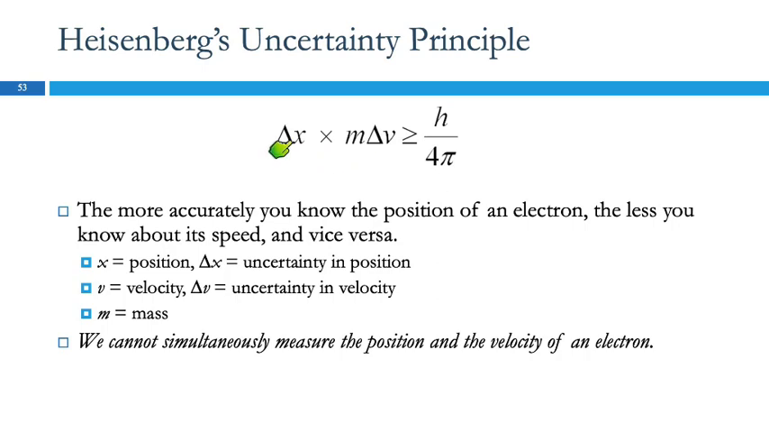So what this says is, the smaller the uncertainty in the position, the greater the uncertainty in the velocity. The more you know about one, the less you know about the other. We can't simultaneously measure the position of an electron and its velocity. We could measure its velocity, but then we really have no idea where it is. If we identify its position, we can't say much about its velocity. You just can't know both things at the same time.